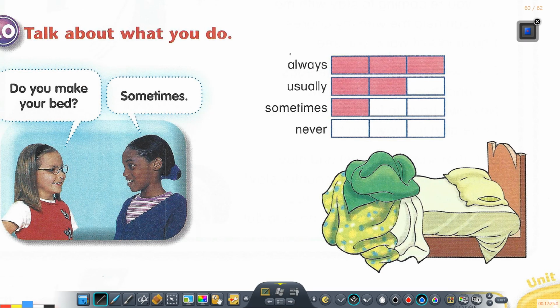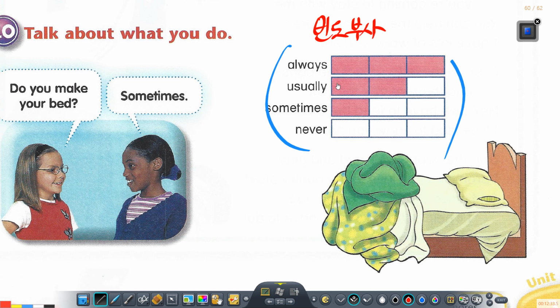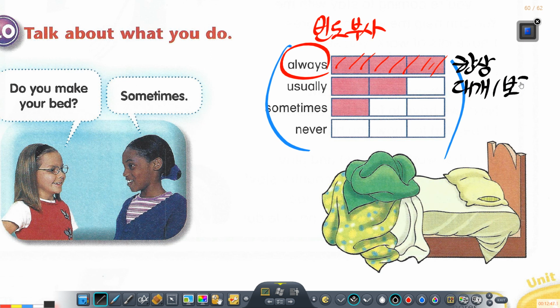요거 지금 요건 무엇을 뜻하는 건가요? 여러분 기억합니까? 우리가 빈도부사라고 하는데요. always는요. 지금 칸이 3개나 이렇게 되어 있죠? 항상 하는 일을 얘기하는 거고요. 그 다음에 usually는요. 대개, 보통. 내가 주로 하는 일을 말하는 거고요. sometimes는요. 가끔. never는 절대 않다라는 뜻을 하는 거죠. 이해됩니까?